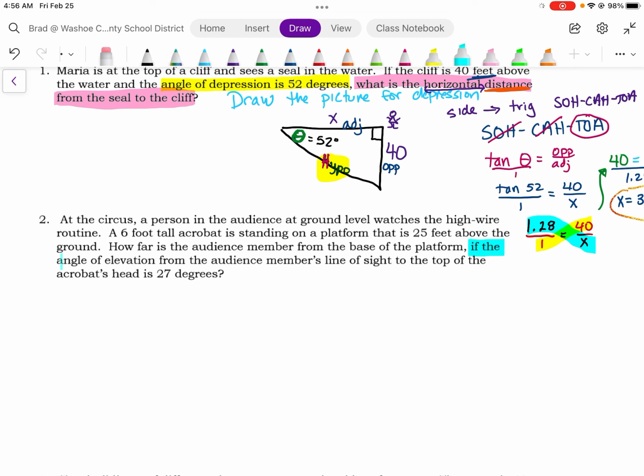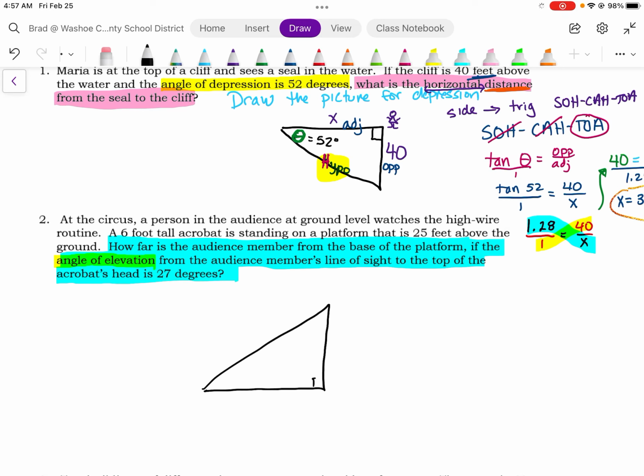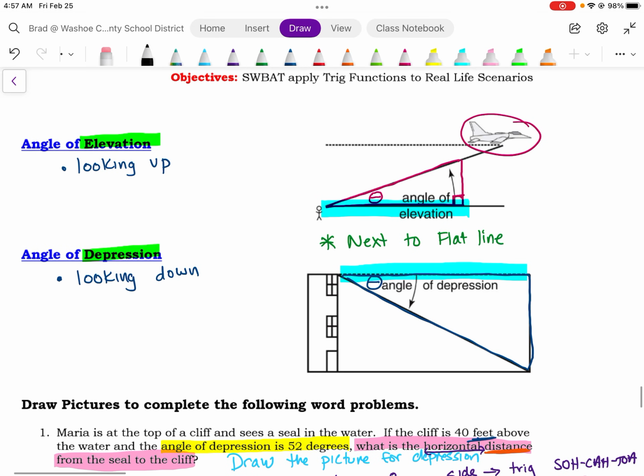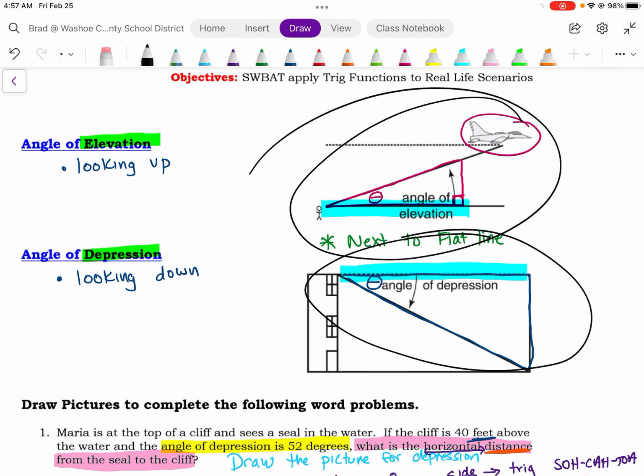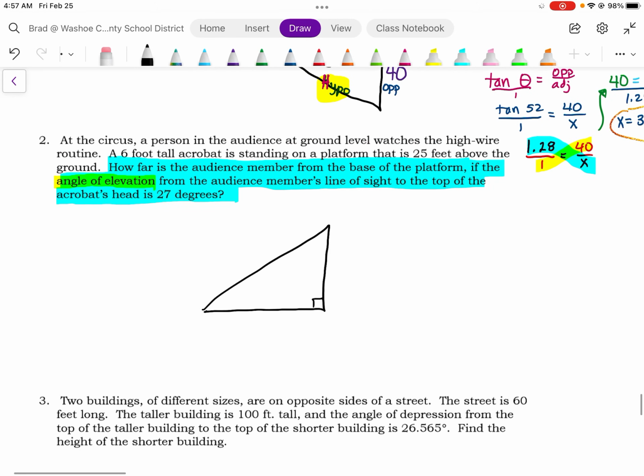So it says, if the angle of elevation for the audience member's line of sight to the top of the acrobat's head is 27 degrees, how far is the audience member from the base of the platform? I missed that first part. So that's our question. Now what we notice there, and I'm going to highlight this, is that it tells us angle of elevation. So I know angle of elevation is this triangle that we're going to draw right there. And I know it might not be the way you would think to draw it, but just keep it simple. Just decide it's one of these two triangles. It's either this one or this one. Leave it as is and solve for trig. You're going to be happier.